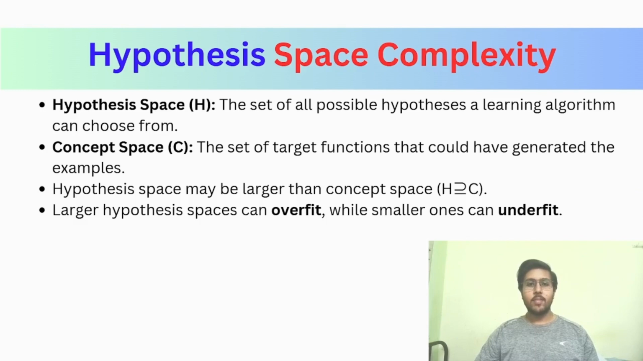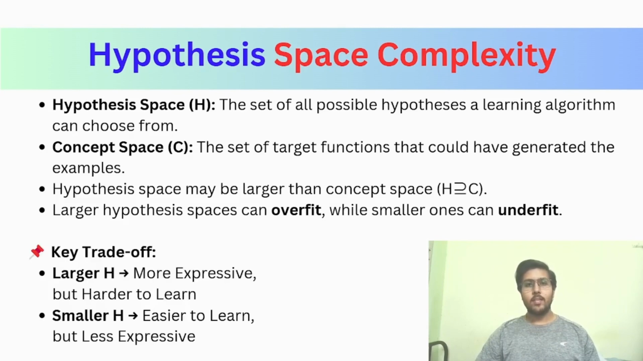The hypothesis space H is the set of all possible hypotheses the algorithm can select. The concept space C is the set of all possible target functions. Typically, the hypothesis space is larger than the concept space. While a larger hypothesis space increases expressiveness, it also makes learning harder due to overfitting. On the other hand, a smaller hypothesis space is easier to learn but may lack the flexibility to accurately model the target function. Thus, there is a trade-off between expressiveness and learnability.